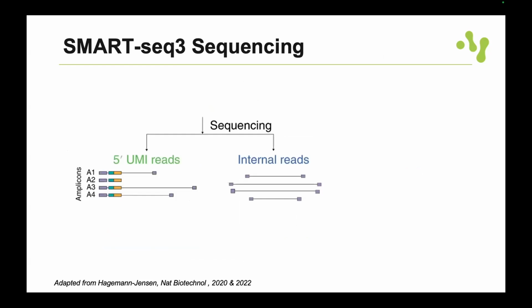So the sequencing here of the Smart-seq, you get the 5' UMI reads and internal reads.